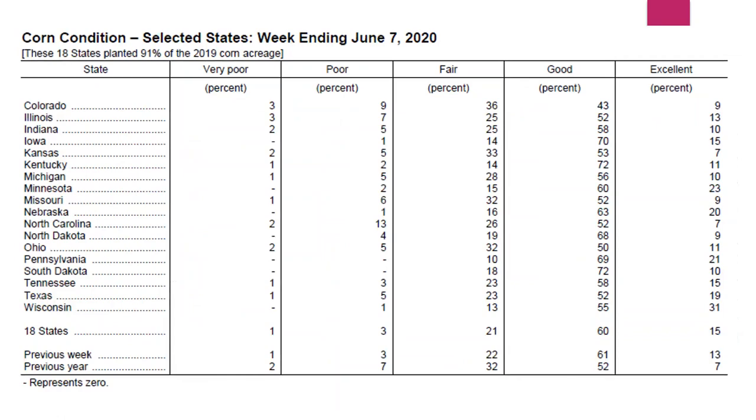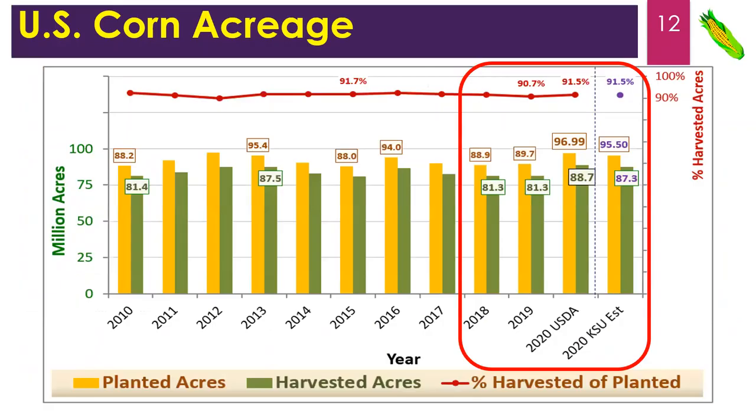Crop conditions, really no problems other than, again, you look at some issues in North Carolina that are showing up on this chart, and these numbers will come out again, be renewed on Monday.